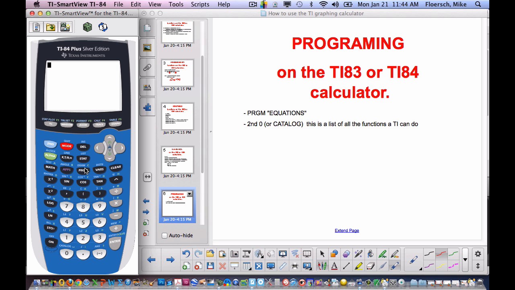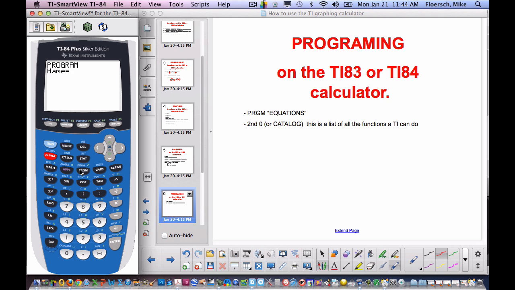I go to my calculator, hit the program key, go to new, create new, hit enter, and if I hit second alpha, it puts on the alpha lock. It turns on, it's kind of like the caps lock on your computer.